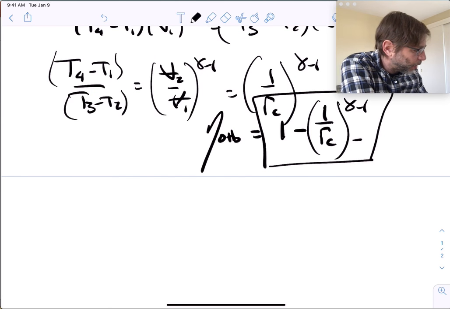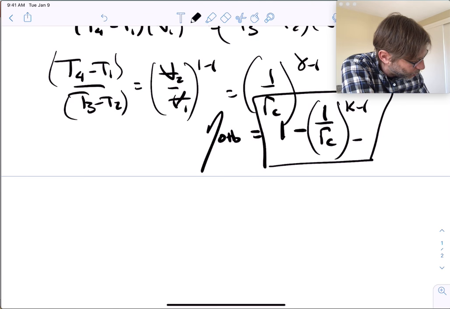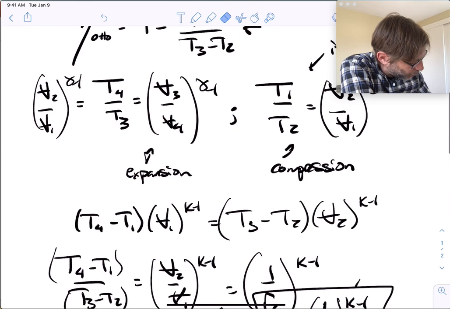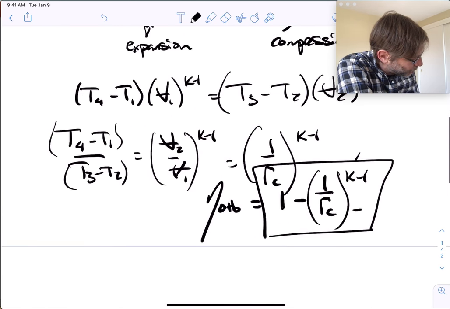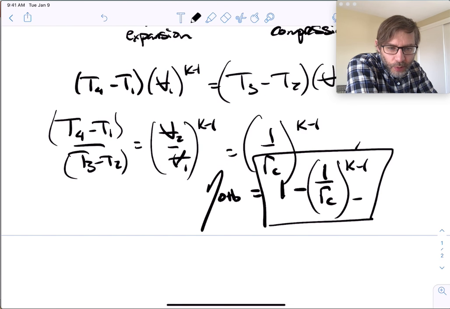The gamma for, oh man, I use gamma, not K. Sorry about that. I use gamma a lot. This is K. I've confused you entirely. So it's the same variable. In some places they call it gamma. In this book they happen to call it K. So I gotta change it. Oh man, I use it all over the place. Okay, so K, K, K. All right, here we go. I got it. So it's 1 minus 1 over the compression ratio to the K minus 1.